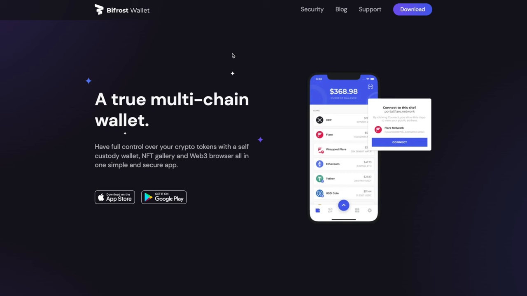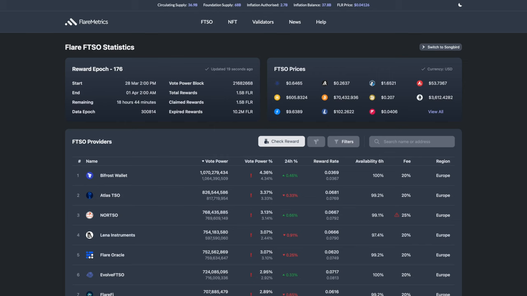There are FLR drops. If you're leaving your FLR on these exchanges, the FLR drops are delayed. You're not delegating to the time series oracles. And there's a lot that you need to know. Download the Bifrost wallet at the App Store and the Google Play. And you're going to go in and you're going to wrap your FLR. I'm going to show you the video I created a month or two ago. What you're going to do, you're going to allocate to these FTSO providers.